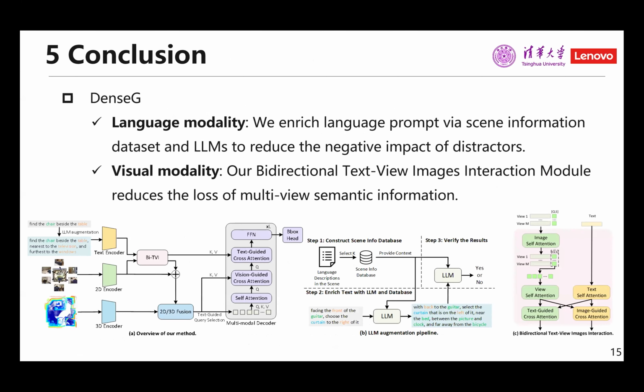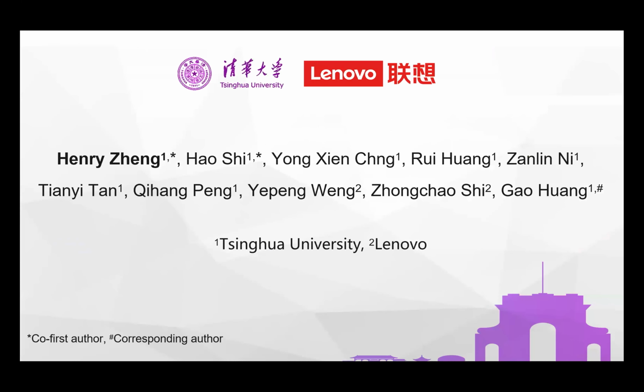So as a conclusion, we propose DenseG. For the language modality, we enrich the language prompts via a scene information database and LLMs to reduce the negative impact of distractors. For the visual modality, we propose a ByTV module, the text and view image interaction module, to reduce the loss of multi-view semantic information.